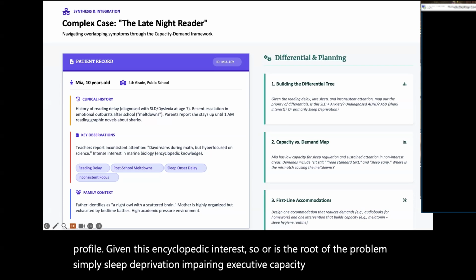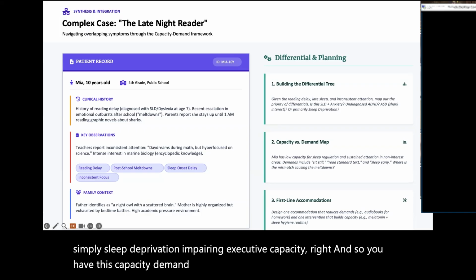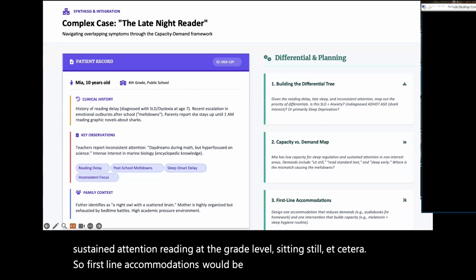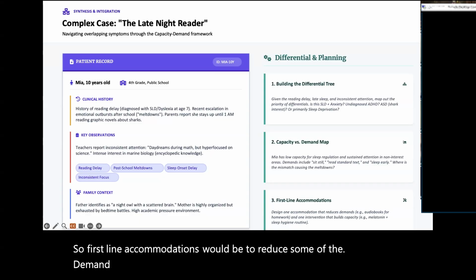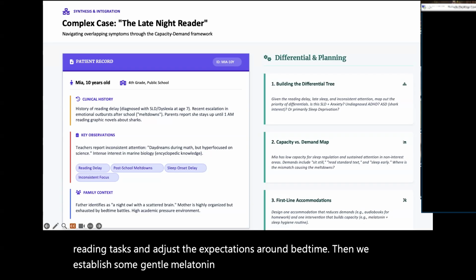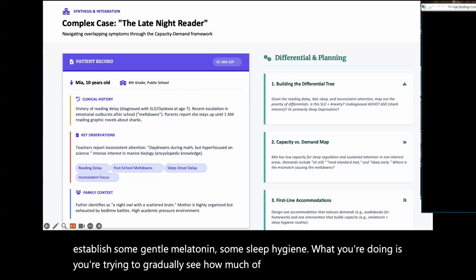And so you have this capacity demand map. She has low capacity for early sleep onset, sustained attention, reading at the grade level, sitting still, etc. So first line accommodations would be to reduce some of the demands, switch to audiobooks for homework, provide some scaffolded reading tasks, and adjust the expectations around bedtime. Then we establish some gentle melatonin and some sleep hygiene. What you're doing is you're trying to gradually see how much of the behavior you can regulate behaviorally.